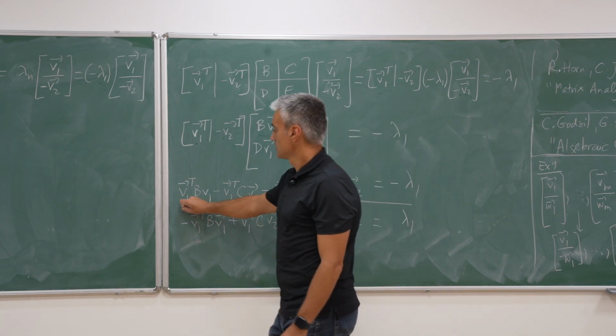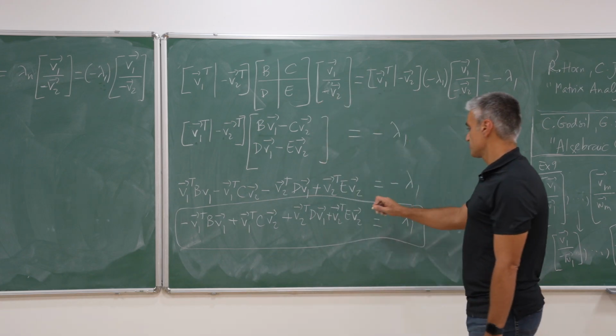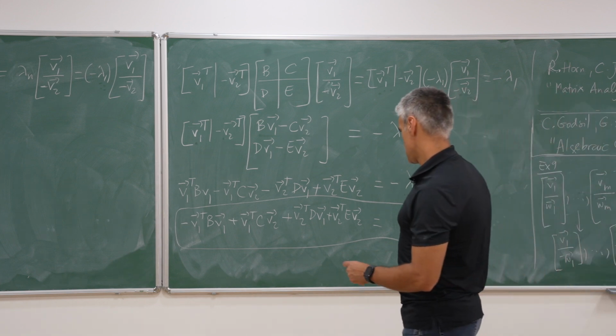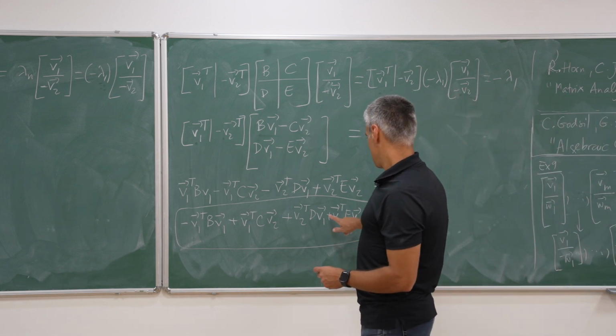Okay. So after all this work, you end up with something like this. Question? The last one should be minus v2 transpose. Yes, thank you.